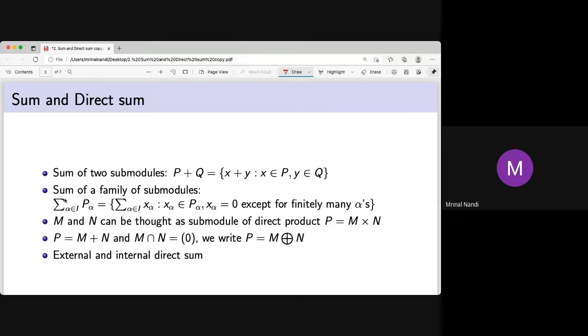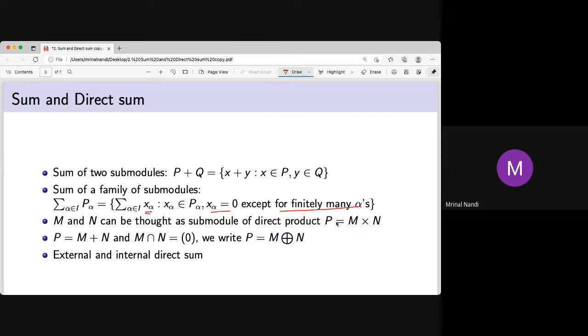We don't define the sum as any element, just anything. You have to take such x alphas such that x alpha is 0 except for finitely many alpha. So only finitely many alpha are non-zero. That means you actually sum finitely many elements. Your collection may be infinite, say P1, P2, dot, dot, dot, countably many. But you can't add like x1 plus x2 plus dot, dot, dot. That is a series, and then it's undefined. You can write this, but you can't add infinitely many elements.